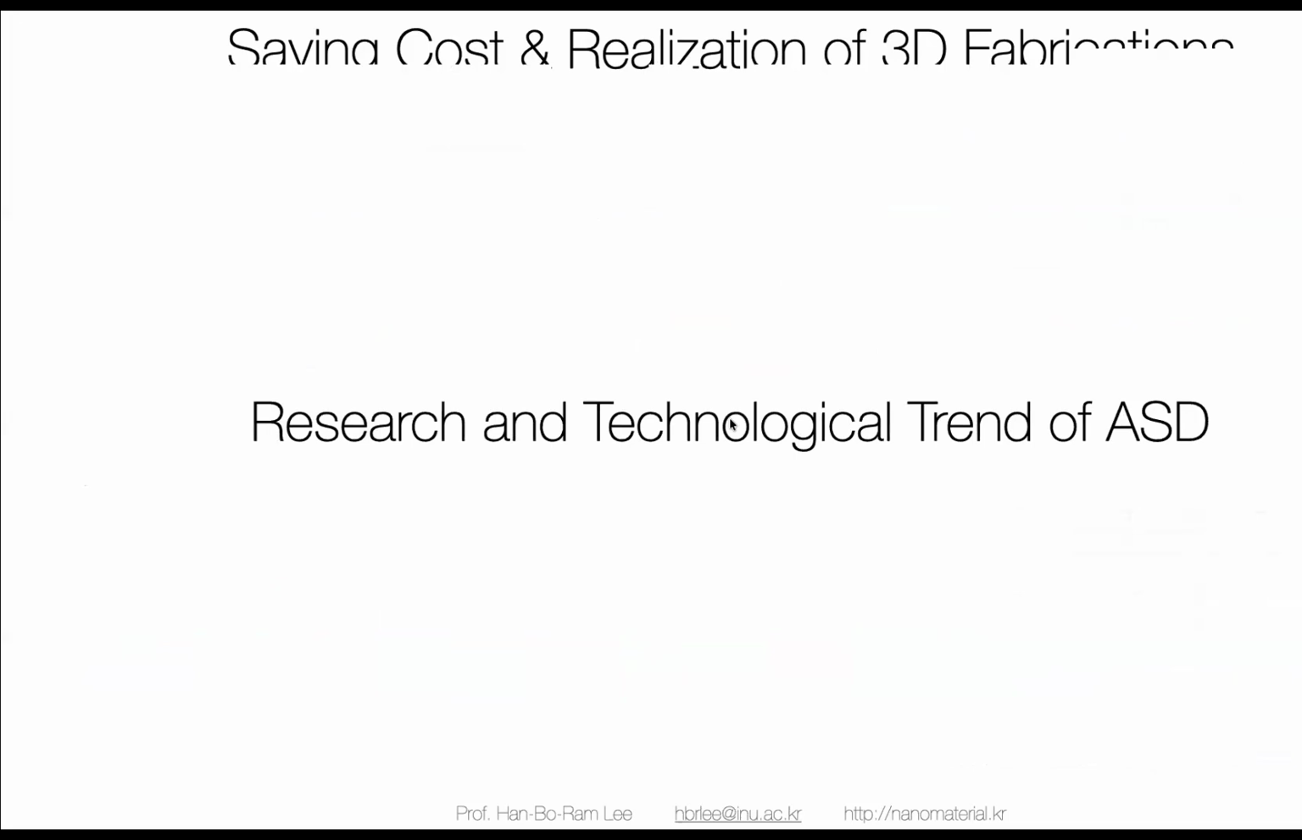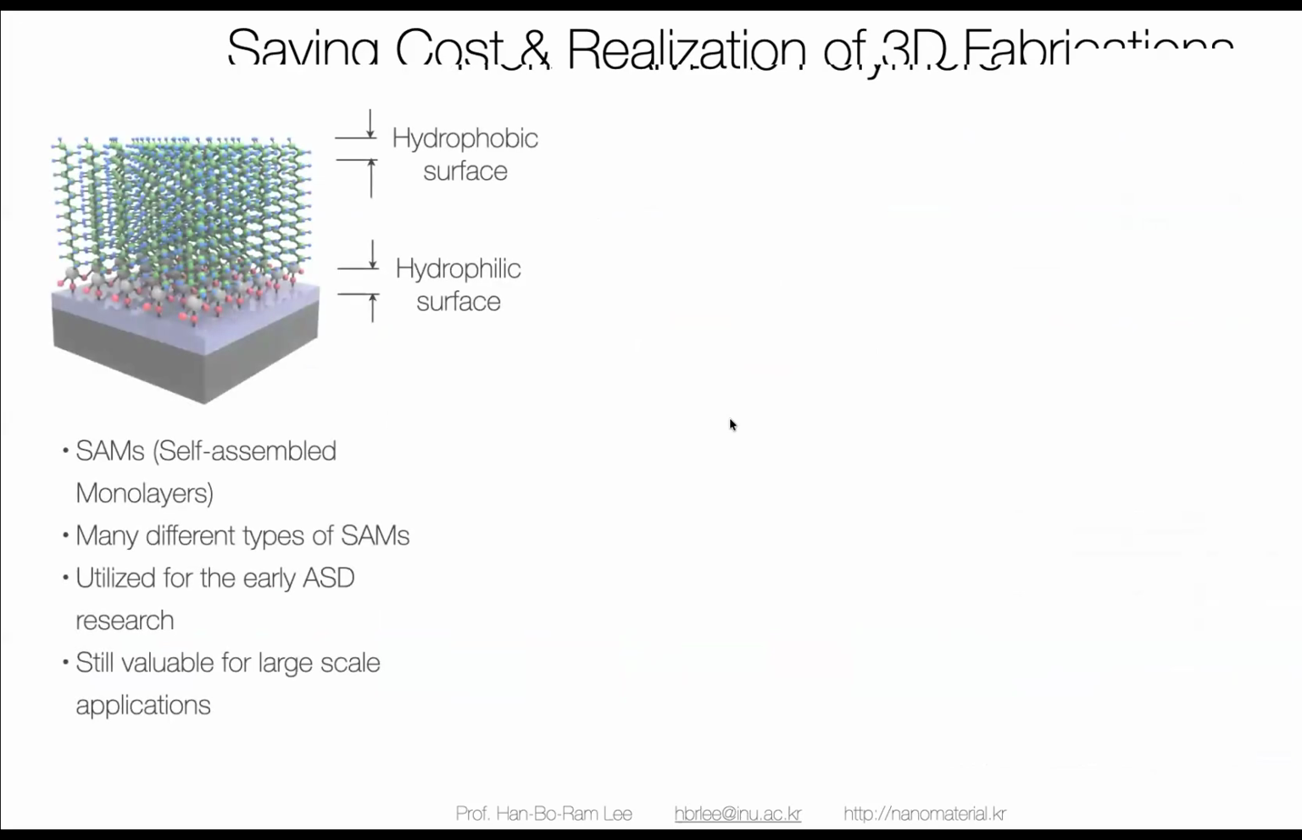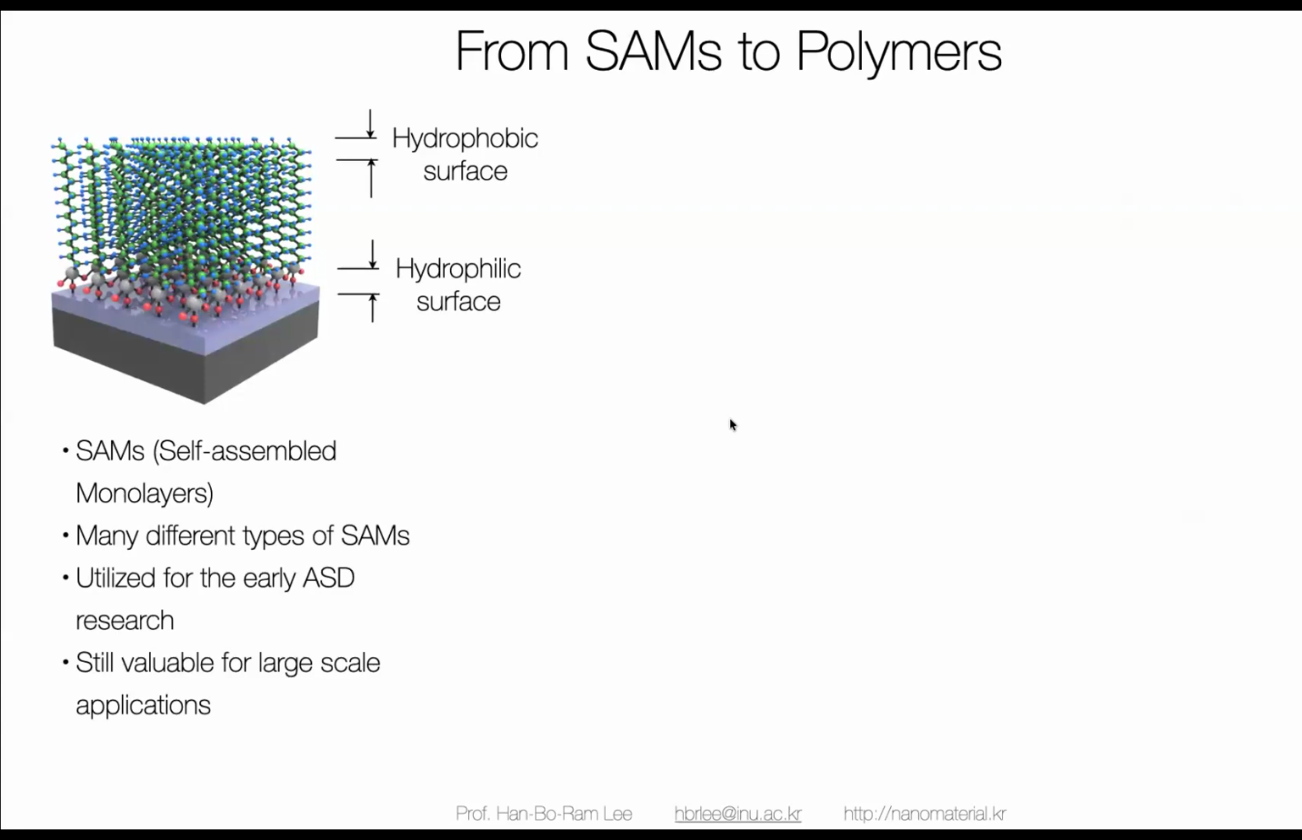Okay, so let's talk about the research and technological trend of ASD. As you know, the self-assembled monolayer has been adopted for the very early study of ASD. A self-assembled monolayer is an organic molecule. This is the structure of octadecyltrichlorosilane. It is composed of the head group, end group, and chain. By using this chemical modification, we can change the surface reactivity from reactive to inert, non-reactive.